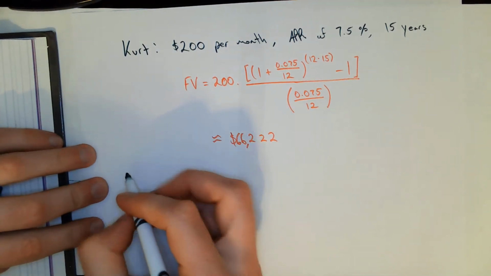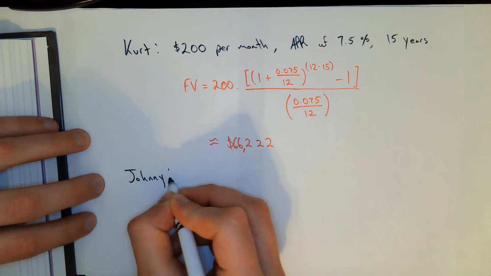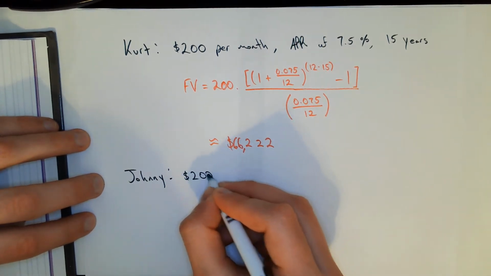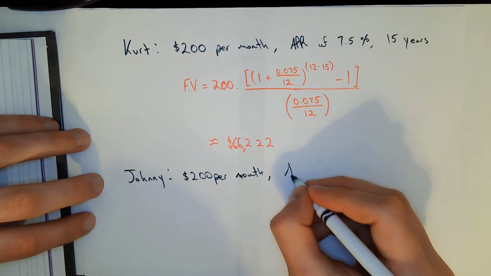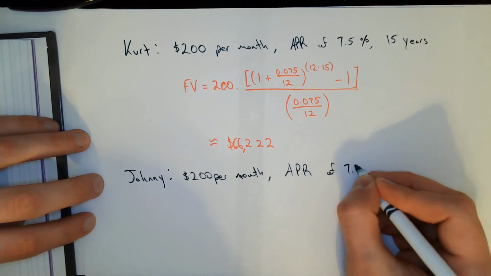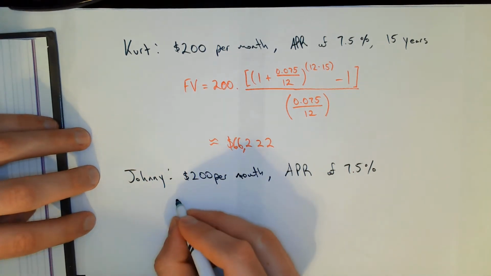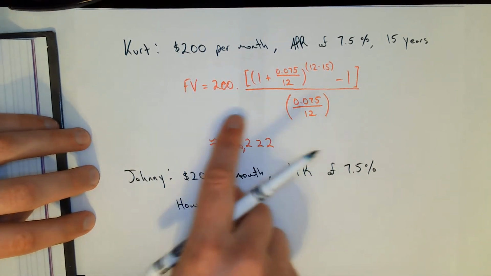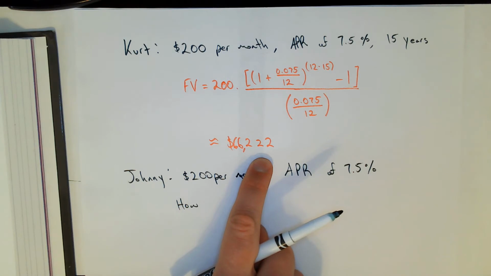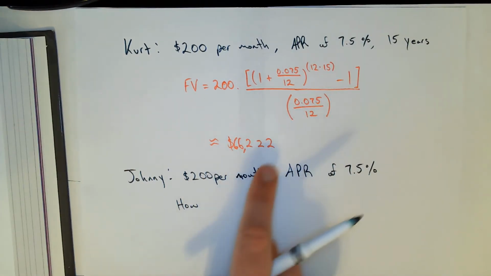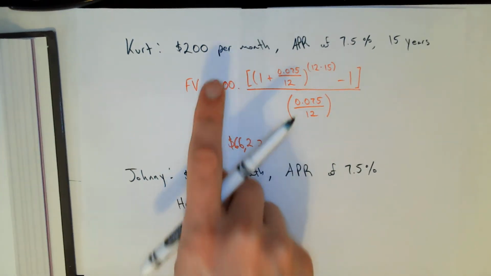Now, Johnny, the same day that Kurt stops investing money, 15 years later, decides to start investing $200 per month. Same bank, same savings per month, APR of 7.5%. But Kurt's account is going to keep gaining interest, even though he's never going to make another payment again. Because it does have an annual percentage rate, it's going to keep gaining interest based off of that APR, without that payment of $200.